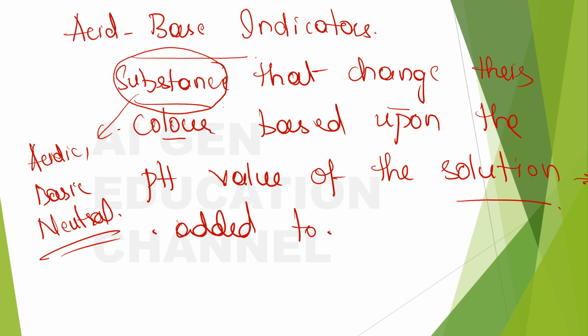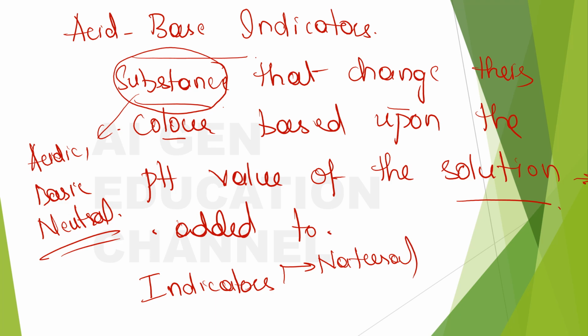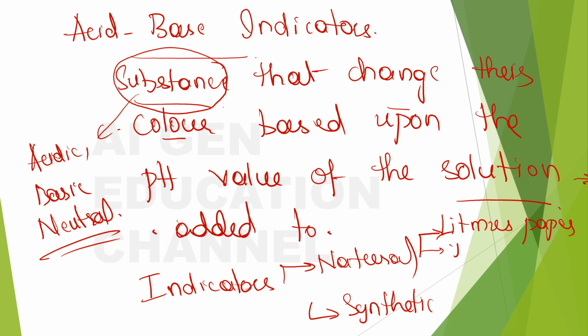Okay. So, what type of indicators can we find? The indicators can be categorized into natural indicators and synthetic indicators, right? Natural and synthetic. So, what are the natural indicators? The popular natural indicators would be litmus paper, turmeric, then China rose indicator. Okay. So, these are usually used to understand what type of solution we are looking at, right?